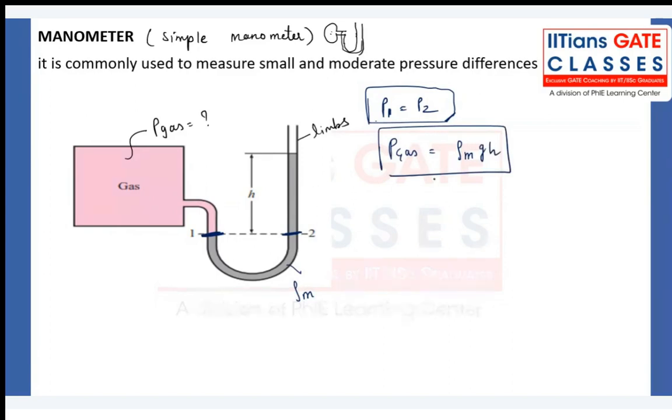Again, that will give me the gauge pressure. If I want to measure the absolute pressure, directly I need to use rho m gh plus P atm. Right side, I need to add the P atm to get the P absolute value. Make a note of it.